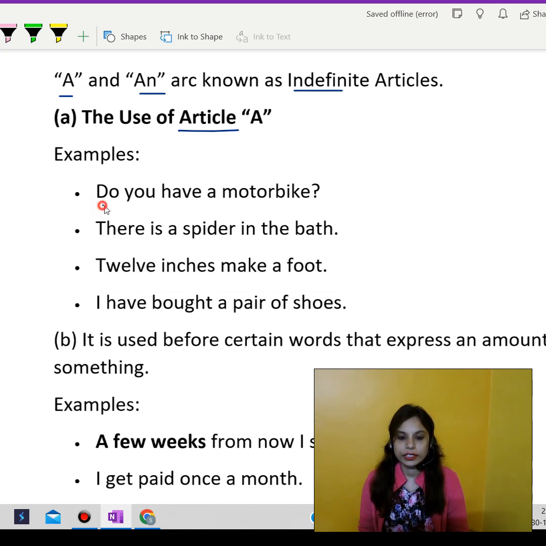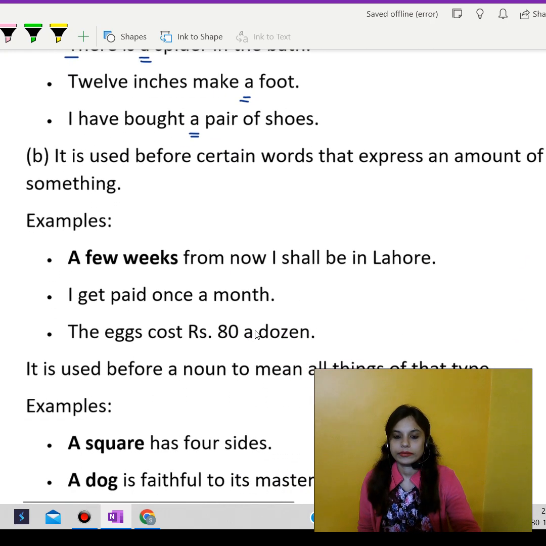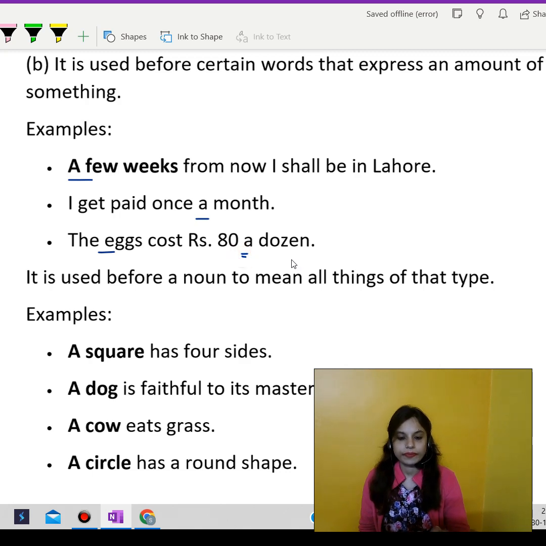Like, for example, do you have a motorbike? Okay. There is a spider in the bath. 12 inches make a foot. I have bought a pair of shoes. Okay. A few weeks from now, I shall be in Lahore. I get paid once a month. The eggs cost rupees 80 a dozen.